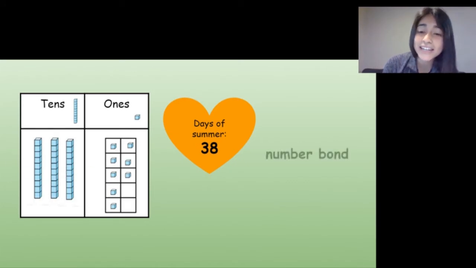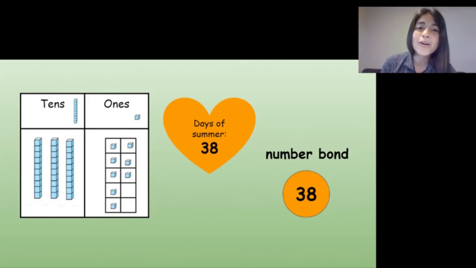And now we're going to put it in a number bond. What's our whole here? How much do we have all together? Yeah, we have 38 all together. And now what's one part of 38? How many tens do we have?